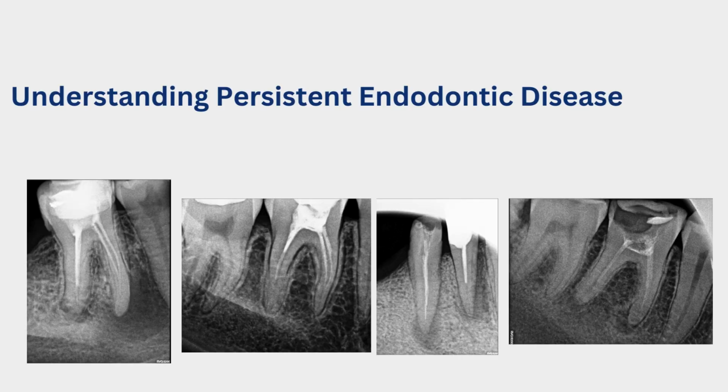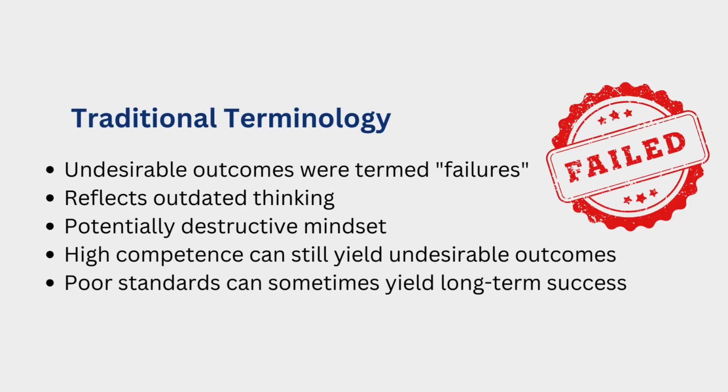We will explore the etiology of post-treatment disease in endodontics, focusing on understanding persistent endodontic disease and how we can better manage it. In the past, undesirable outcomes of endodontic therapy were often termed failures. Clinicians frequently quoted failure rates based on success-failure studies. This terminology reflects an outdated thinking process where successes were celebrated and failures were blamed on the clinicians.